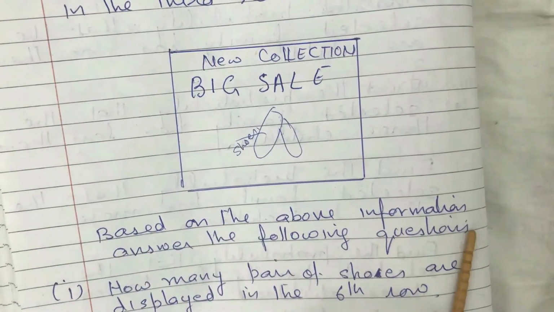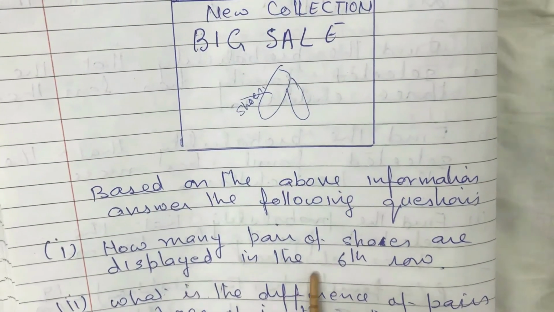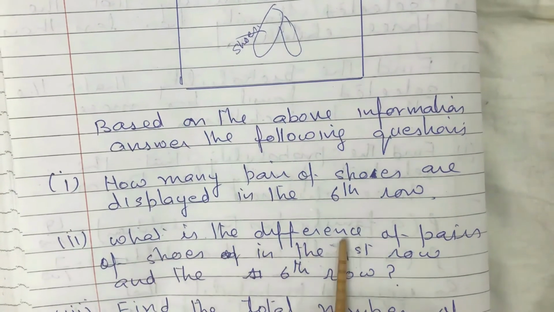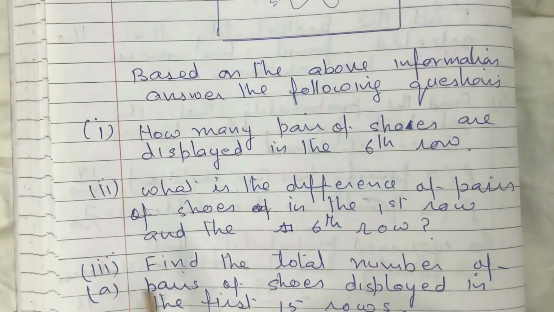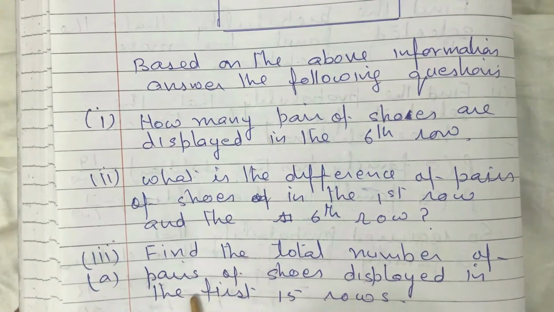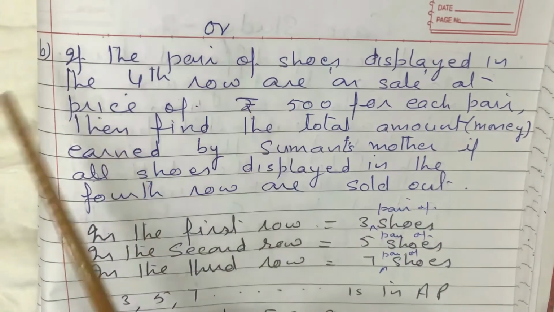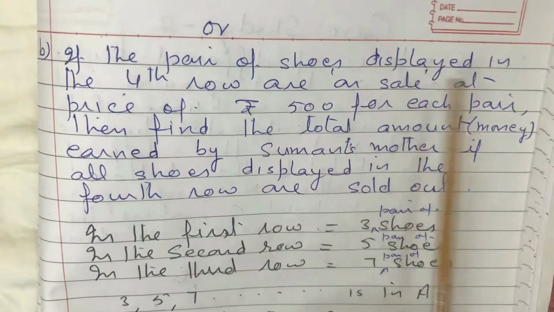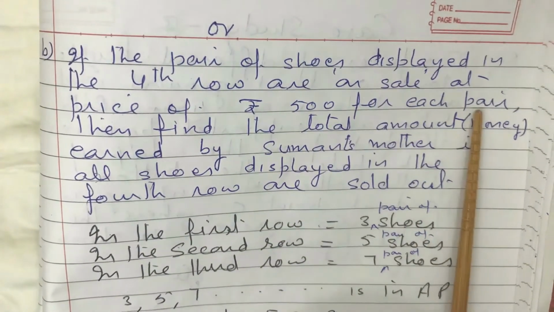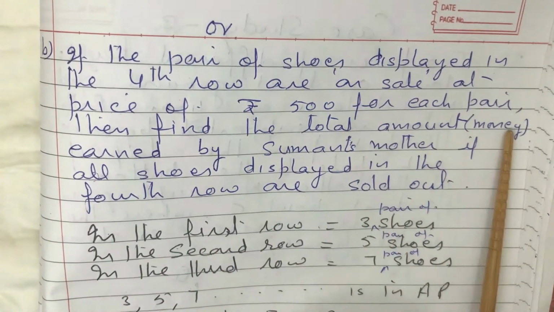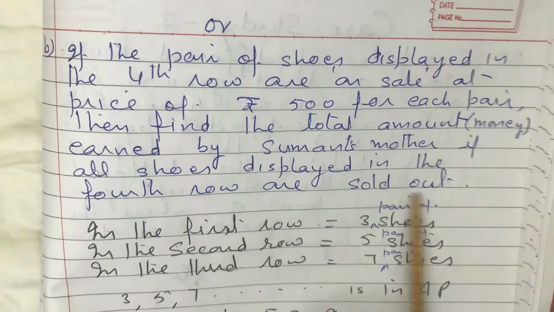Based on the above information, answer the following questions. First, how many pairs of shoes are displayed in the 6th row? Second, what is the difference of pairs of shoes in the first row and in the 6th row? Third, find the total number of pairs of shoes displayed in the first 15 rows. Now the B part. If the pairs of shoes displayed in the 4th row are on sale at a price of rupees 500 for each pair, then find the total amount of money earned by Suman's mother if all shoes displayed in the 4th row are sold out.